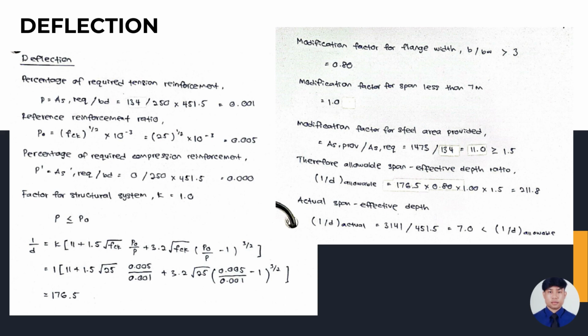Next, allowable span effective depth is 211.8. Next, actual span effective depth is 7.0. So the answer for the beam is okay.